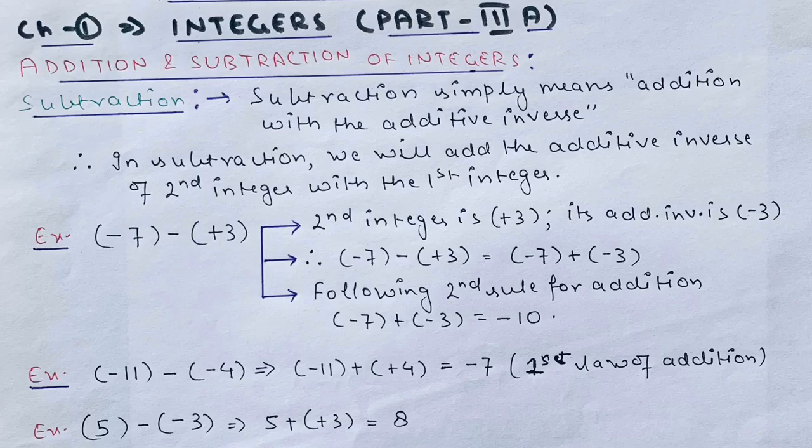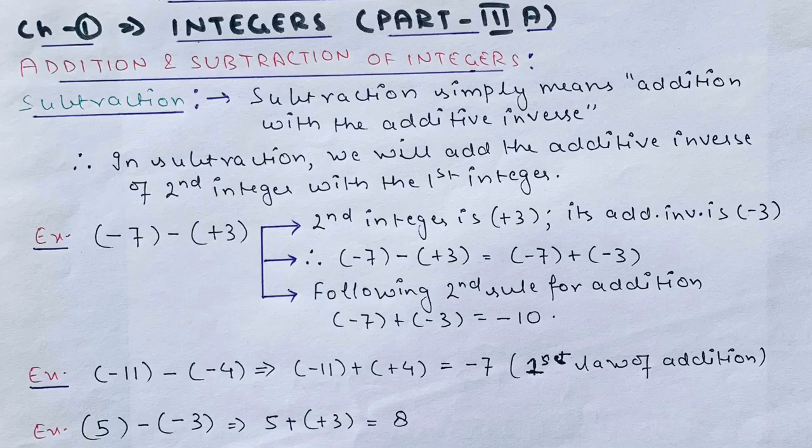Okay, second example. Minus 11 minus minus 4. The second integer here is minus 4. Its additive inverse you find, it becomes 4. You have to add this 4. So minus 11 plus 4. In this case both have different signs. So what will you do? You will add it according to the first law of addition.